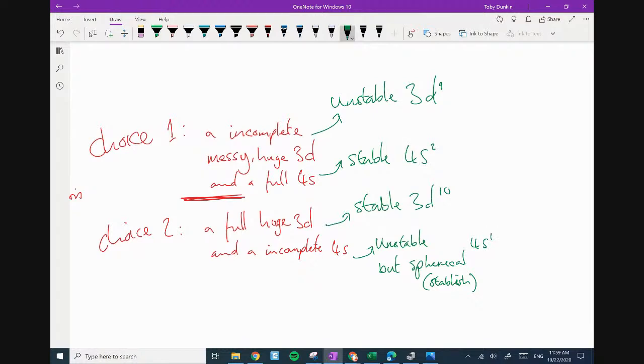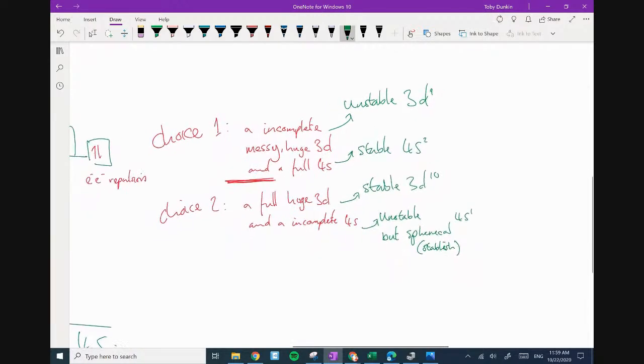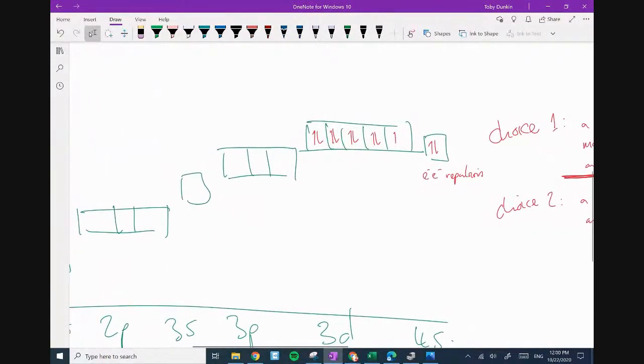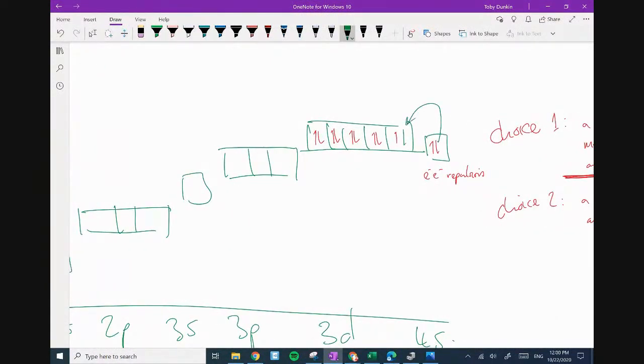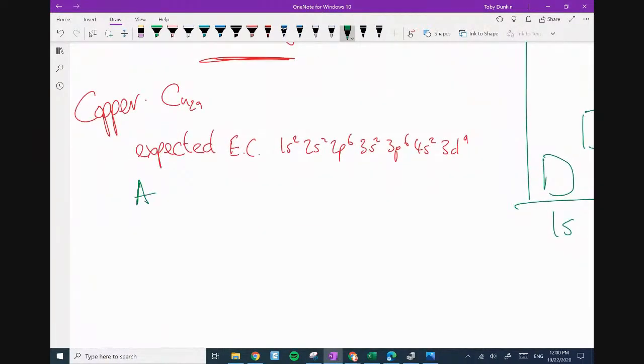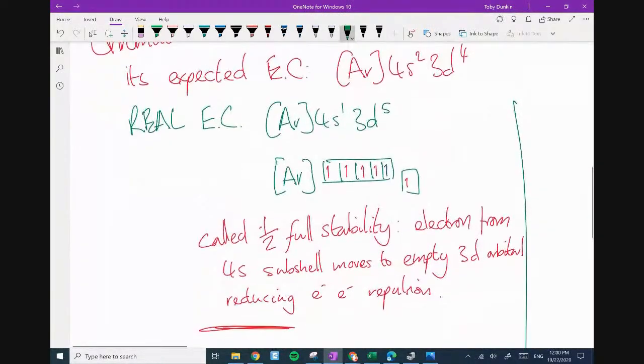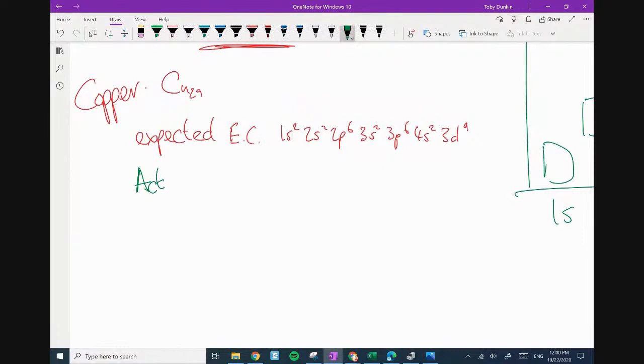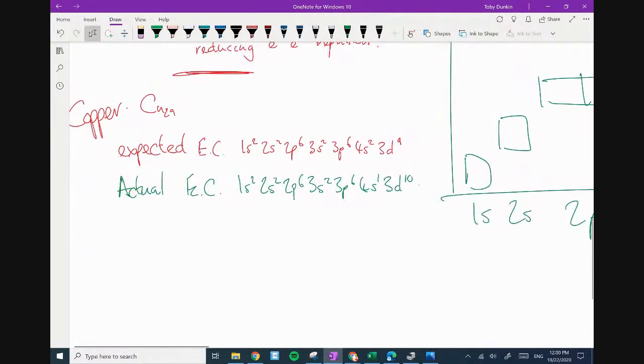And what you realize is that it's either unstable with a stable small one. It would just much prefer to have a stable huge 3D. So copper does the same thing. It promotes. So the actual EC, did I put real before? Yeah, real. I should have put actual, because that's how they term it in the exam. Actual EC of copper is 1s2, 2s2, skip to the next block, 2p6, back to the beginning, 3s2, 3p6, and 4s1, 3d10. So it's more stable.